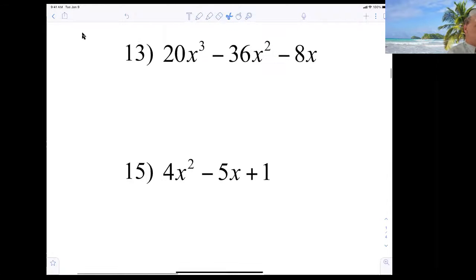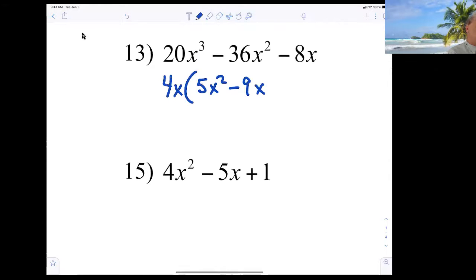All right, next. What's common here, guys? Not negative. 4x. Then what's left? 5x squared minus 2.